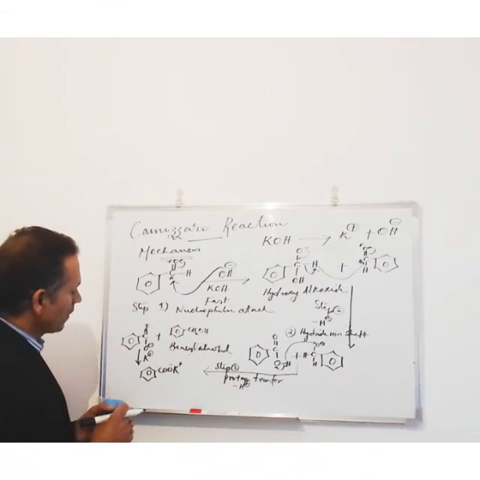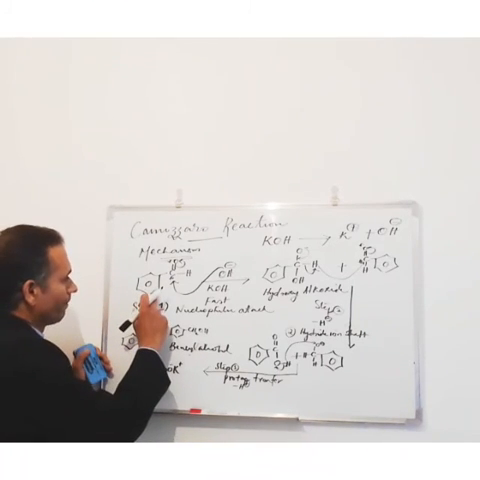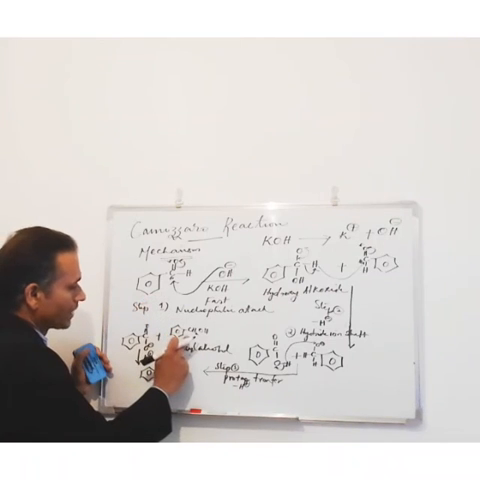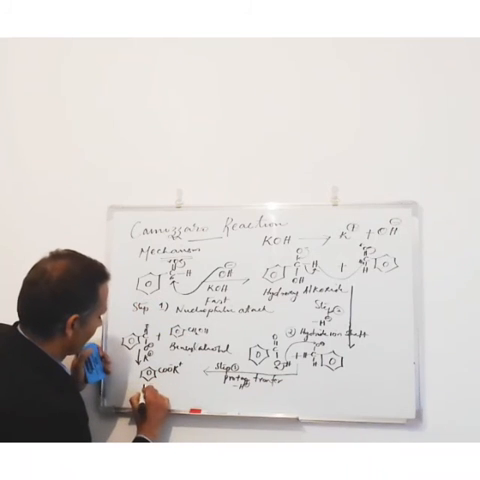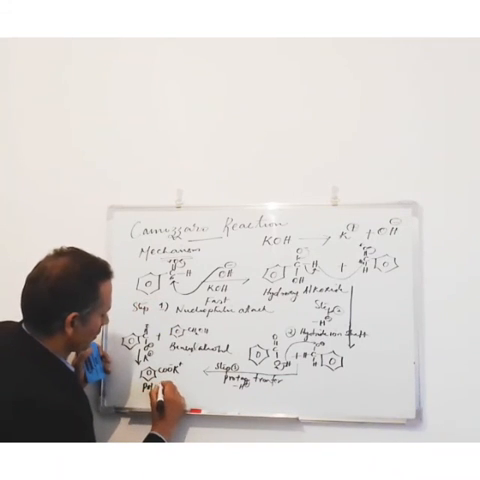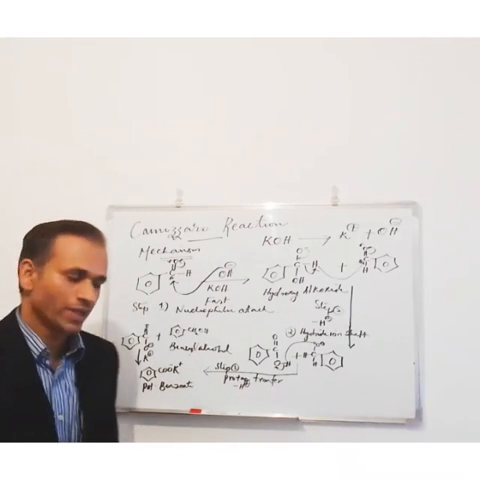So here we have two products now. We start from benzaldehyde, and we got benzyl alcohol and potassium salt of benzoic acid. It's called potassium benzoate, or potassium salt of benzoic acid.